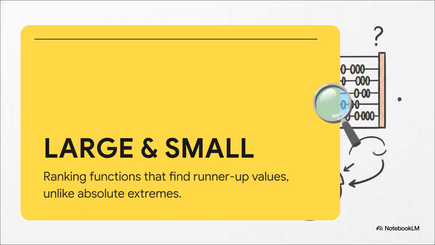Most people know min and max for finding the absolute extremes in a dataset. But what if you want, say, the second highest sales figure, or maybe the third lowest test score? Well, enter the large and small functions. Stringing these together allows you to rank your data dynamically. You can find the absolute highest score and then pluck out the second and third runners-up in an absolute flash.